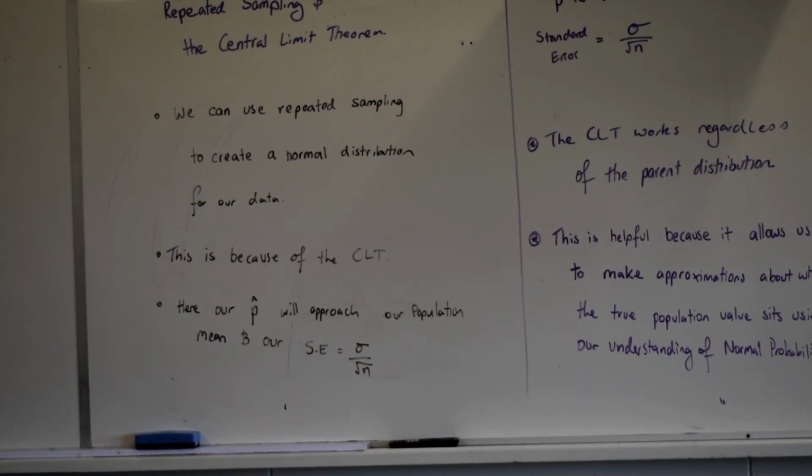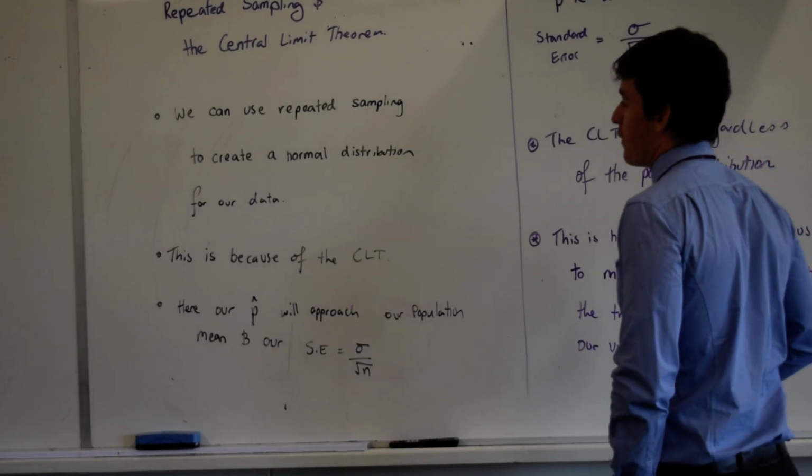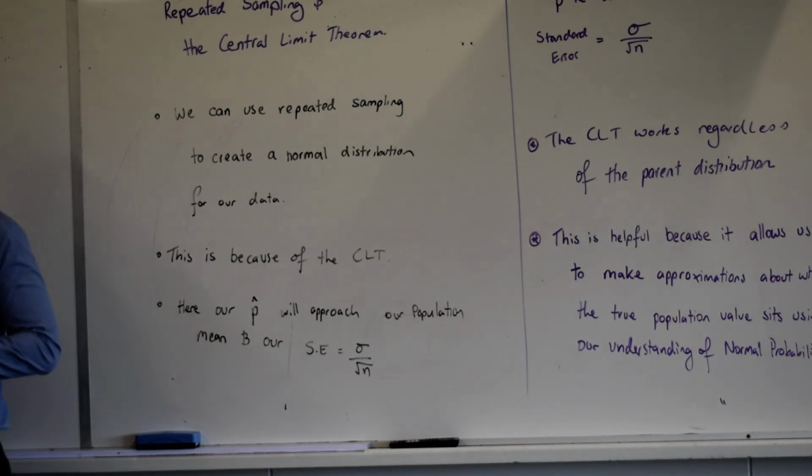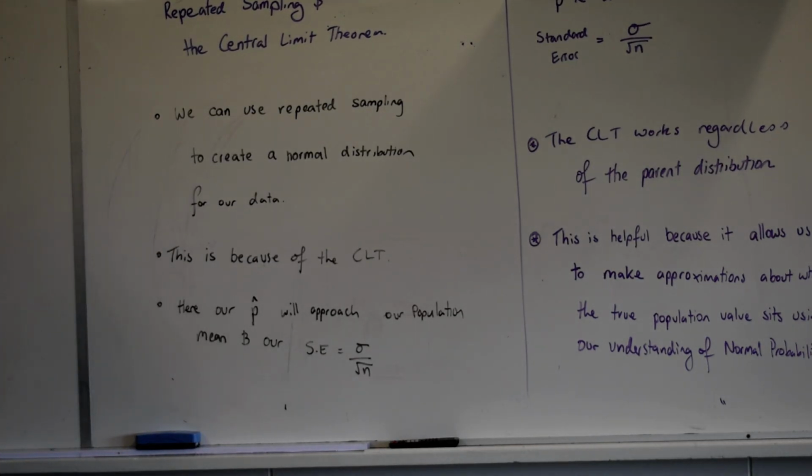So we're going to look at repeated sampling and the central limit theorem. This is combining a bit of the stuff that we've looked at so far. We've looked at sampling and why we sample and what's the goal behind sampling. So when we sample, what are we trying to find out? Representation of population. We're trying to find something out about a population.